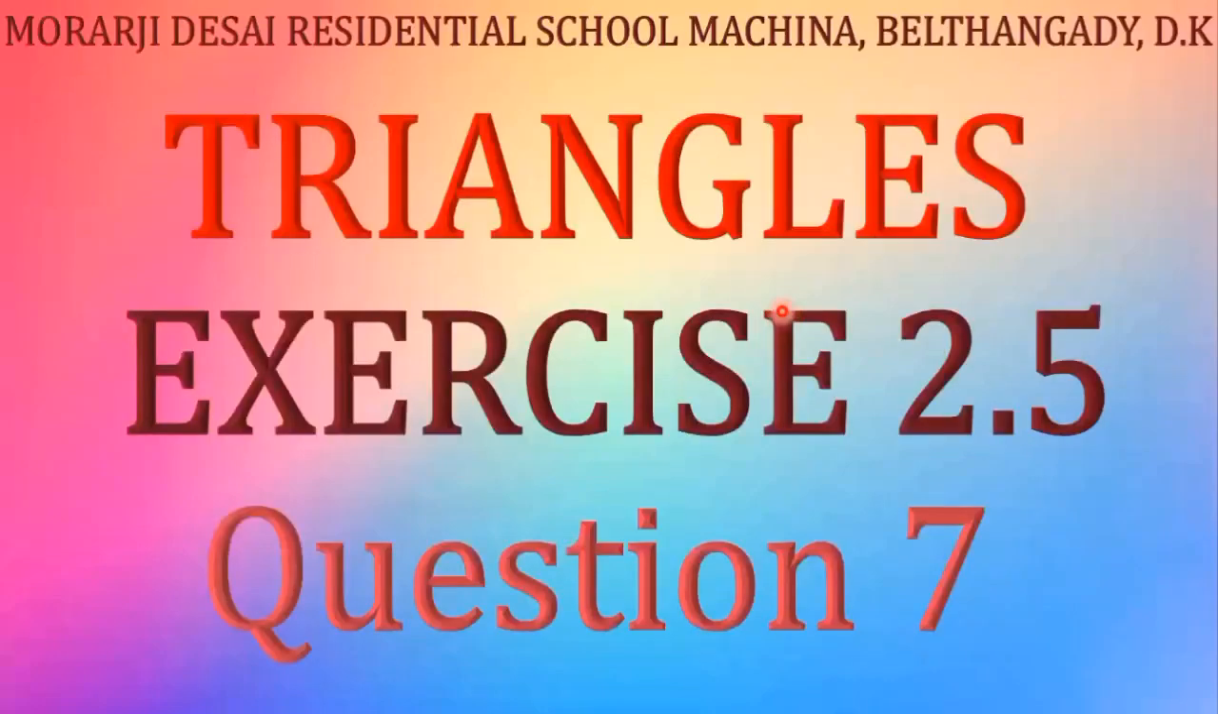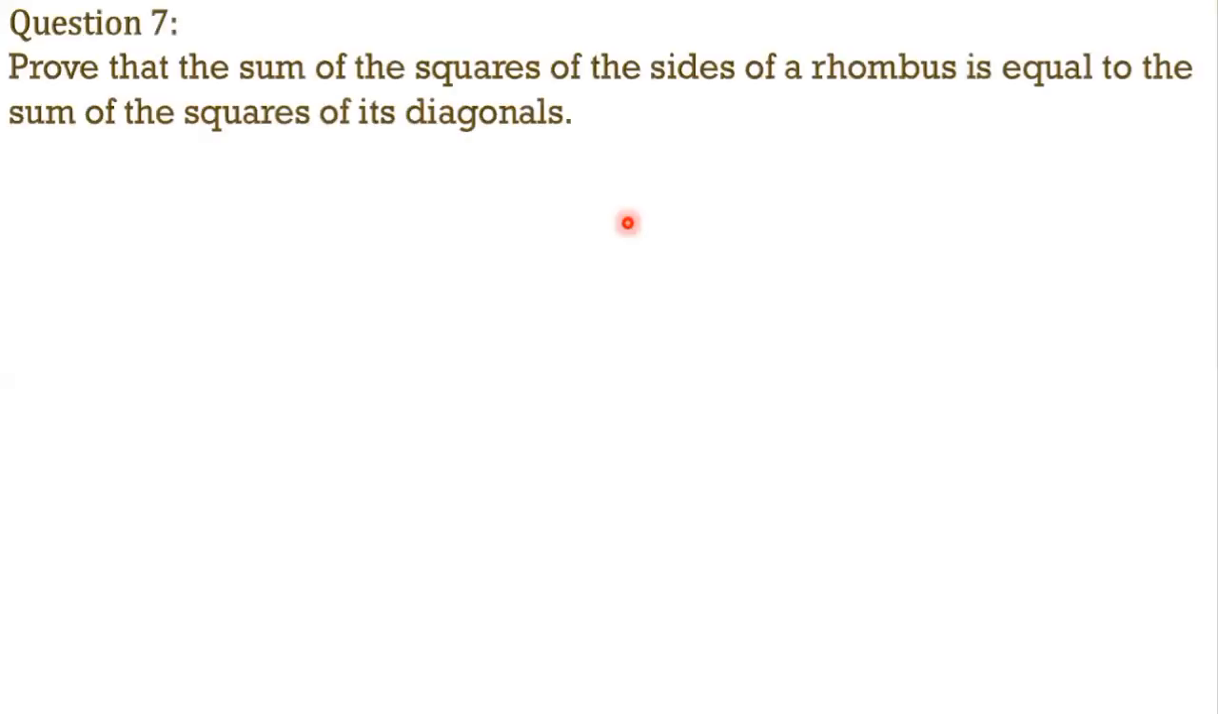Dear students, now let us solve 7th question of exercise 2.5 from triangles lesson. Prove that the sum of the squares of the sides of a rhombus is equal to the sum of the squares of its diagonals.